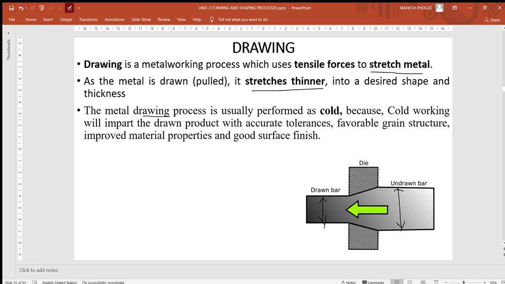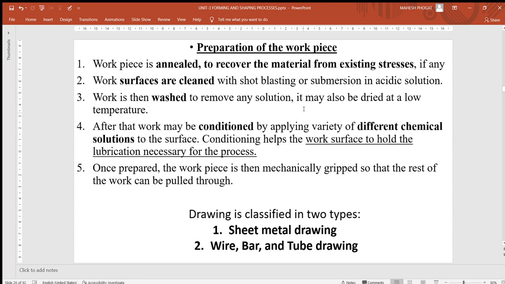Drawing is basically done cold, that is, cold drawing is preferred, but that doesn't mean that hot drawing is not done. Hot drawing is also done, but generally cold drawing is used so that you can attain the advantage of strain hardening. Some of the other advantages are accurate tolerances, good grain structure, and good surface finish. No doubt grain structure is also good in hot drawing.